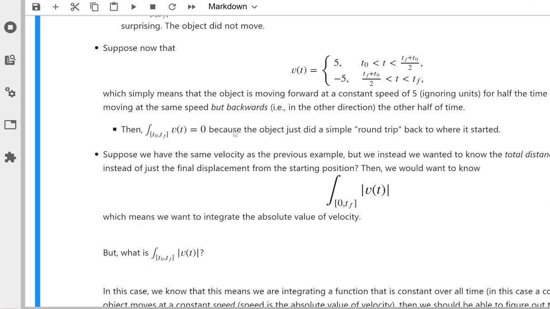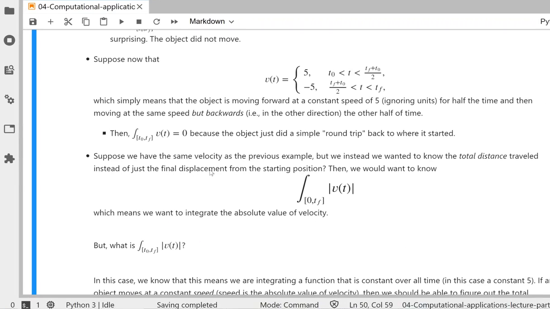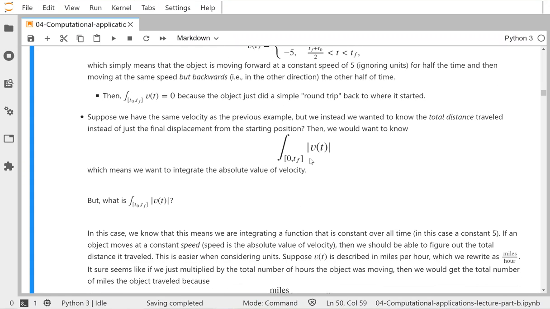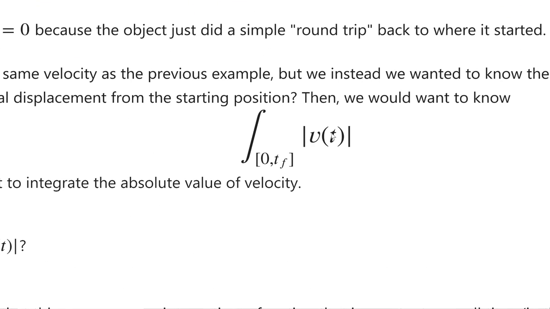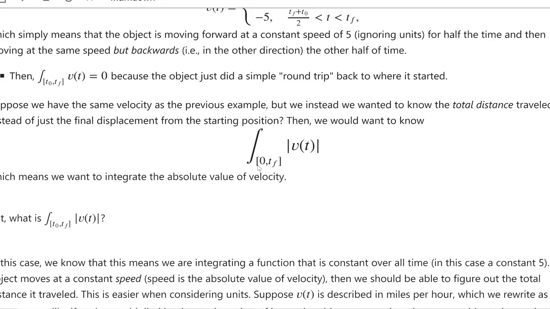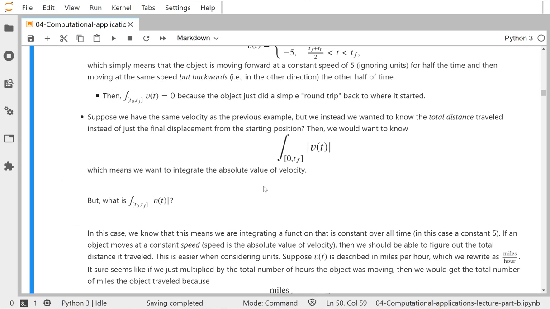But you might say, well, that seems kind of strange because it did move, but I'm not tracking the total distance it moved. I'm just tracking its total displacement when I integrate the velocity. If I want to know the total distance, then I should integrate the absolute value of the velocity because then that starts to give me the speed. So if you integrate the absolute value of the velocity over the time interval, then that will give you the total distance the object traveled.